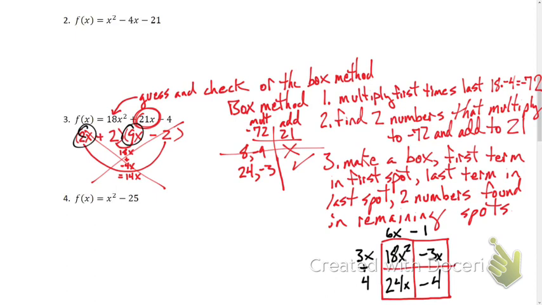So if you get that far, you're just about done. It is now factored. Now just solve for the zeros. So 3x plus 4 equals 0. 6x minus 1 equals 0.